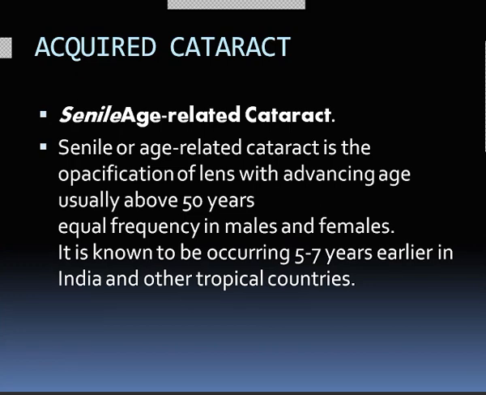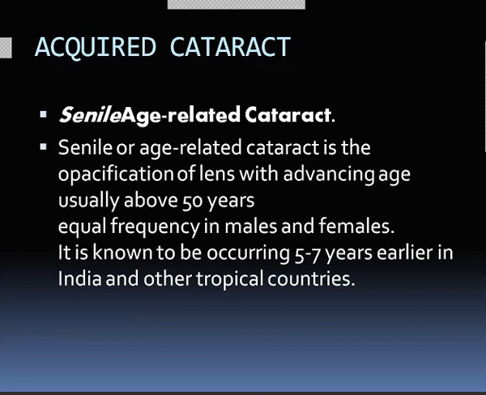Then the acquired cataract. The most common cause of acquired cataract is senile cataract, that is age-related cataract. As a person nears 50 years, most people will experience some fall of vision. When such a patient is examined with distant direct ophthalmoscopy, the red glow is poor or absent. That is senile age-related cataract, opacification of the lens in advancing age, usually above 50 years.